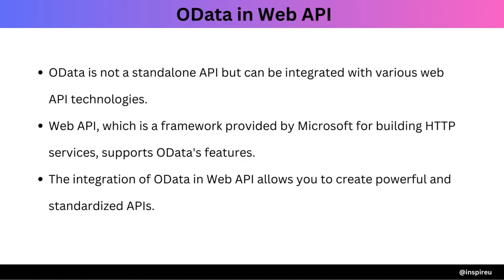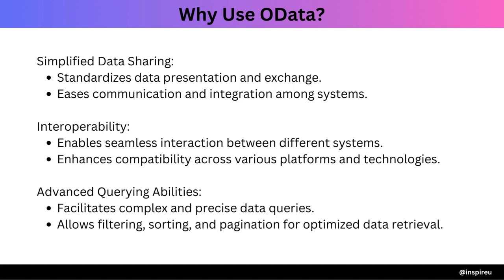Let's talk about how OData integrates with Web API. OData is not a standalone API, but rather a protocol that can be seamlessly integrated with various Web API technologies. One notable technology that fully supports OData's features is Microsoft's Web API framework. When you integrate OData into Web API, you harness the power of both, creating powerful and standardized APIs. This integration is particularly valuable because it allows you to leverage Web API's capabilities while benefiting from OData's standardization and query functionalities. It's a dynamic combination for building robust and interoperable APIs.